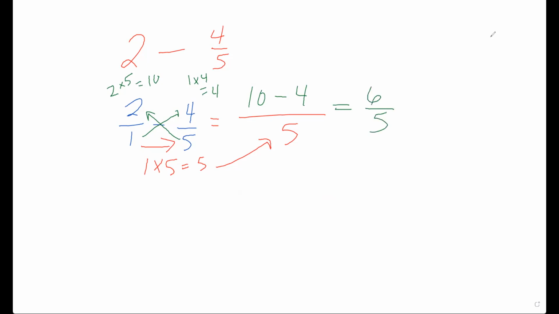And then we know the problem is that this is improper because the number at the top is bigger than the number at the bottom. So we have to change it to a mixed number. In this case, it'll be 1 and 1/5. And that's it. That's the answer. So anytime you have a whole number minus a fraction, or even plus a fraction, you just change the whole number to a fraction by putting it over 1. And then whatever process you use, if it's butterfly or least common denominator, you can still do that. And you'll be good to go.